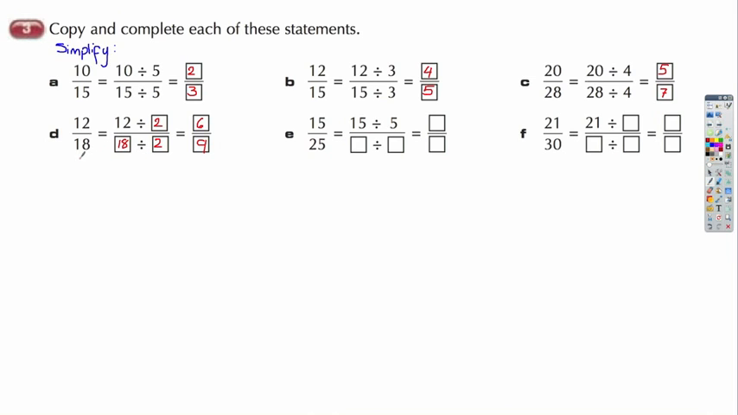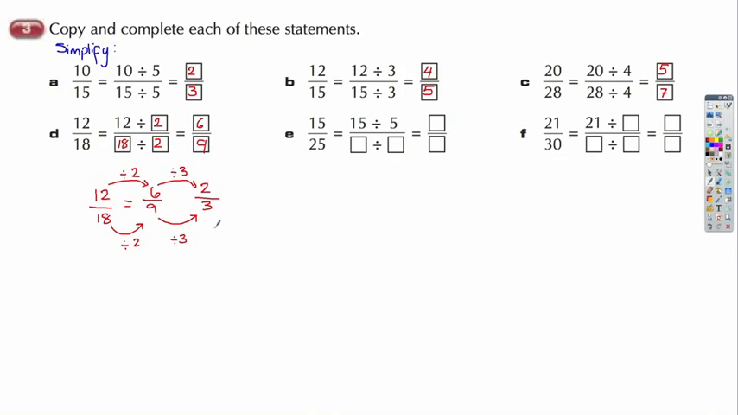Okay, for question D, if you've chosen to divide by 2, because we can see that 12 and 18 are both in the 2 times tables, that is fine, because we have 12 over 18. So if we divide by 2, I get 6 over 9. And then I need to look at the 6 over 9. Which times tables are both 6 and 9 in? They're both in the 3 times tables. So if I divide by 3, I'm left with 6 divided by 3 is 2, 9 divided by 3 is 3. Okay, now what times tables are both the 2 and the 3 in?